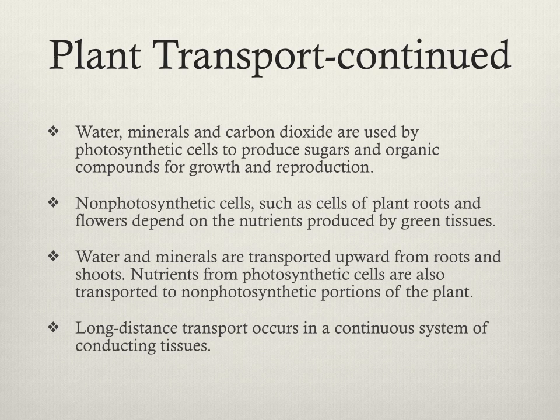Water, minerals, and carbon dioxide are used by photosynthetic cells to produce sugars and organic compounds for growth and reproduction. Non-photosynthetic cells, such as cells of plant roots and flowers, depend on the nutrients produced by green tissues. Water and minerals are transported upward from roots and shoots. Nutrients from photosynthetic cells are also transported to non-photosynthetic portions of the plant.